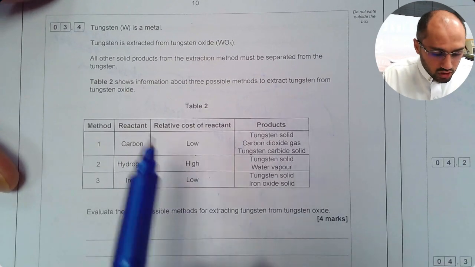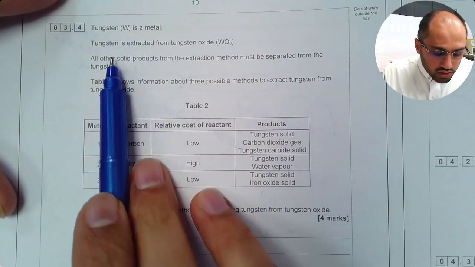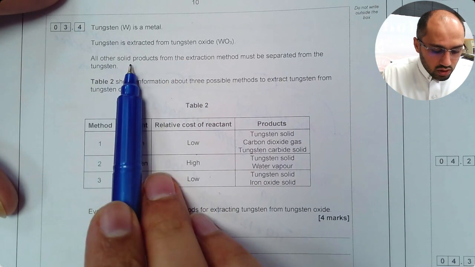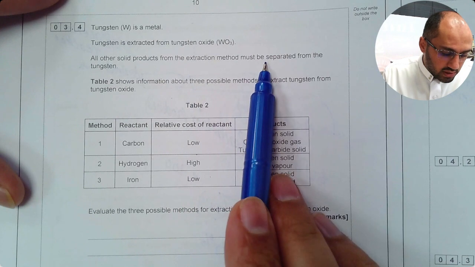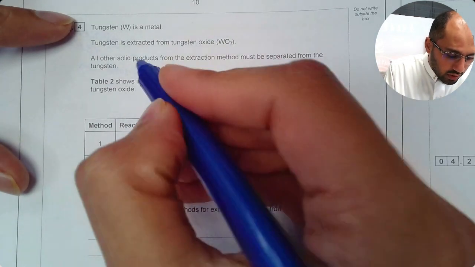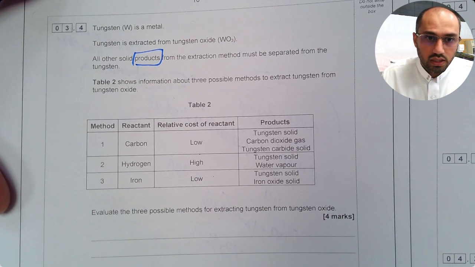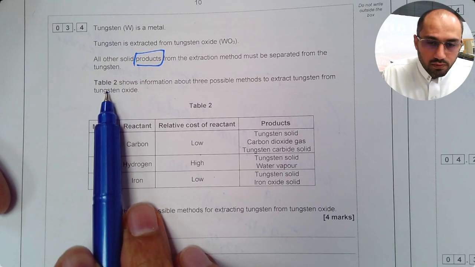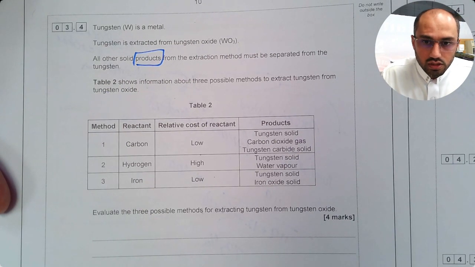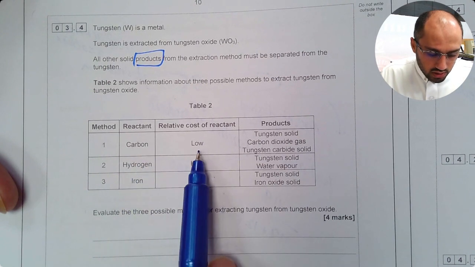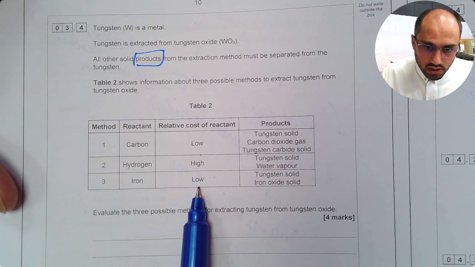Next part says tungsten, W, is a metal. Tungsten is extracted from tungsten oxide, WO3. All other solid products from the extraction method must be separated from the tungsten. So once the product has been produced, if there are any solid products in addition to tungsten, then they have to be removed. Table 2 shows information about 3 possible methods to extract tungsten from tungsten oxide. We can see here, this is low cost, this is high cost, this is low cost again.